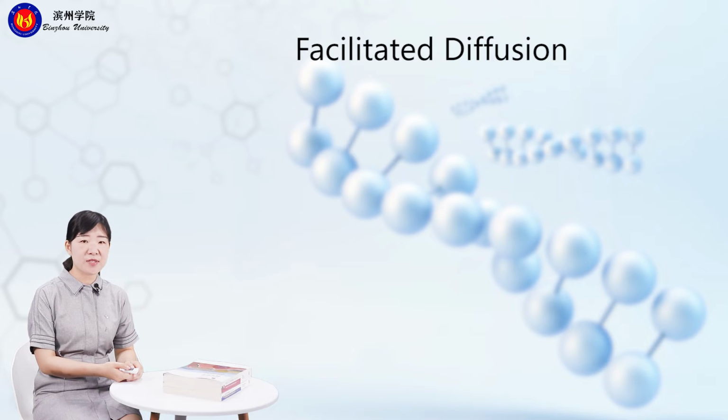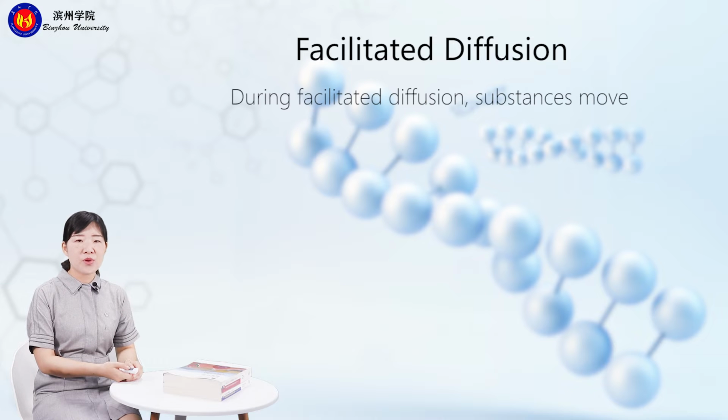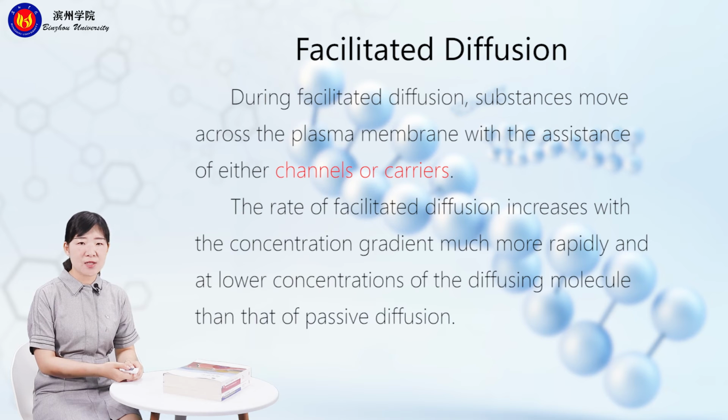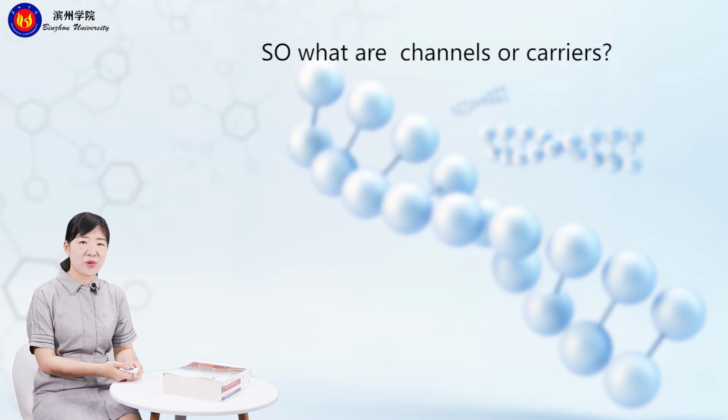The second is facilitated diffusion. During facilitated diffusion, substances move across the plasma membrane with assistance of either channels or carriers. The rate of facilitated diffusion increases with the concentration gradient much more rapidly and at lower concentrations of the diffusing molecules than that of passive diffusion. So what are channels or carriers? Effectively, they are transport proteins.